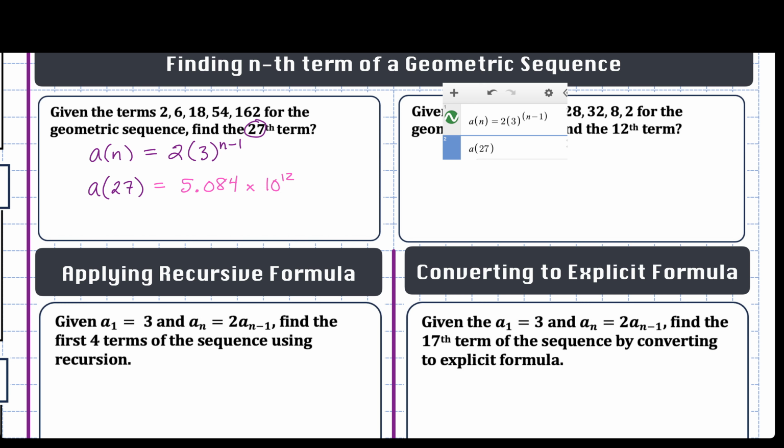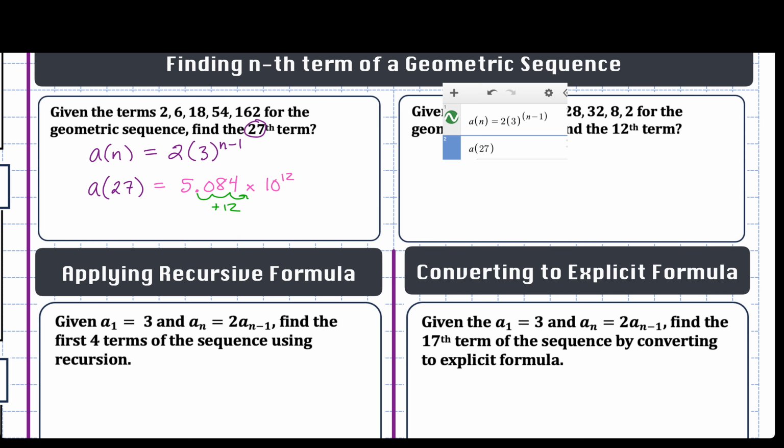So this number is getting massively large. What actually happens is that decimal would move 12 places to the right. And so you can see it's going to be a massively large value that we see here for this geometric sequence. Okay, and the next one we have 512, 128, 32, 8, and 2.